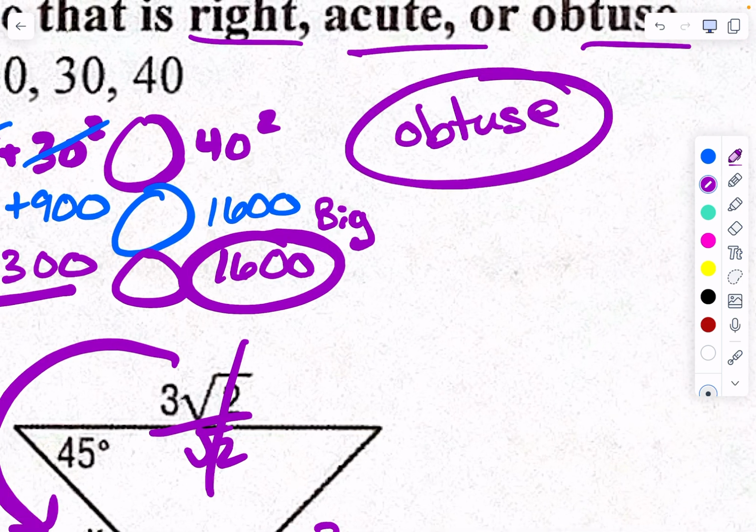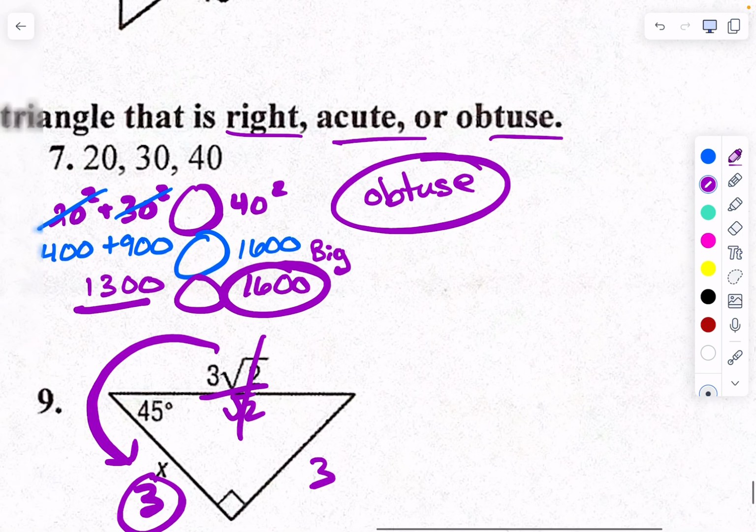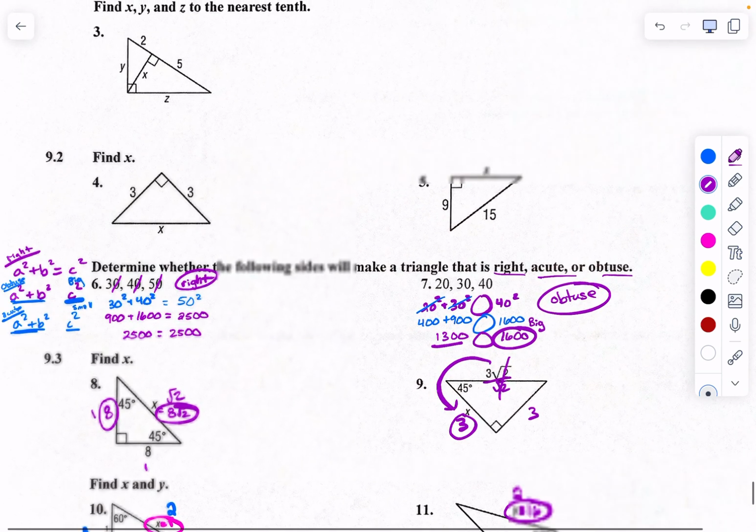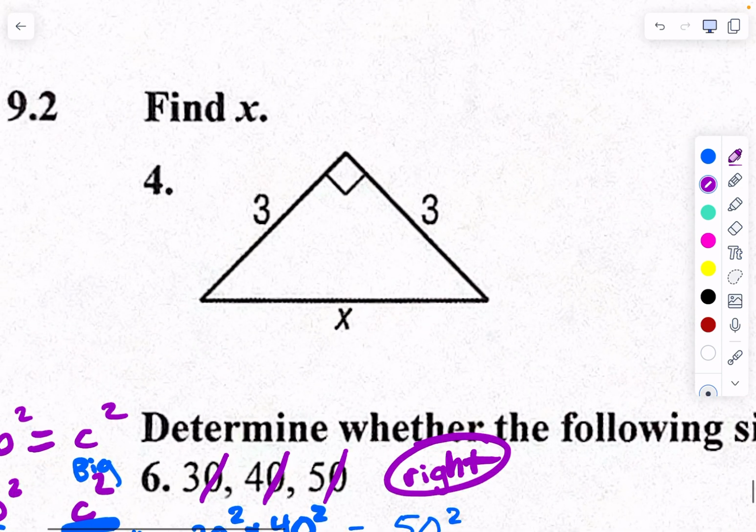You see how that works? If your biggest side is a really big side, then it's obtuse. If your biggest side is still fairly small, it's acute. Got it? Good. Okay, now you can take some shortcuts here.